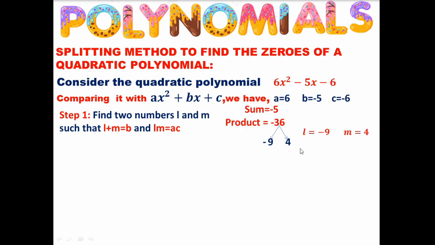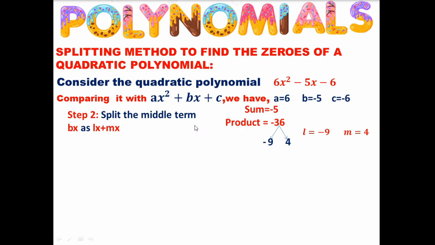So now I have found L and M, that is the two numbers whose sum is B and product is AC, and they are minus 9 and 4. So this is my step 1, finding two numbers whose sum and product are as required. Okay. Now let's go to step 2.